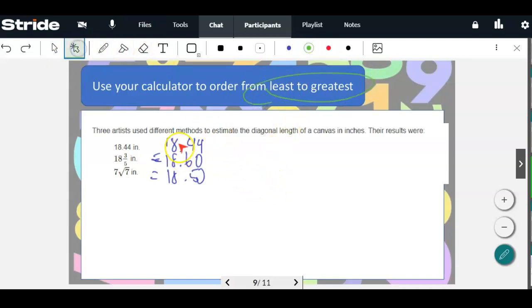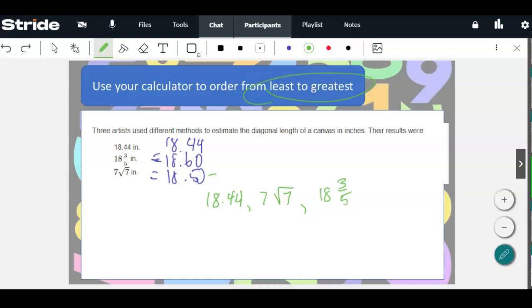So then if you look, these are all 18, then you can just say, well, 44, because these are positive, you can do it this way. 44 would be the smallest. So in order, this would be first, least. And then the 50 is next. So then it's 7, square root of 7. And then it's 18 and 3/5.